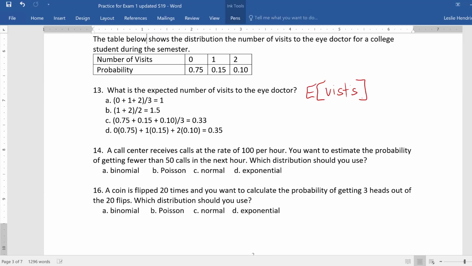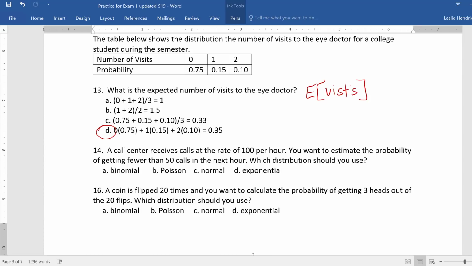So to get the expected value of a discrete random variable, you take each possible value times its probability and add them up. So it's going to be 0 times 0.75 plus 1 times 0.15 plus 2 times 0.10, which is 0.35. Notice that you don't need a calculator because I'm going to do all the calculations out for you in the answer choices. And believe me, it just makes things easier on test day.